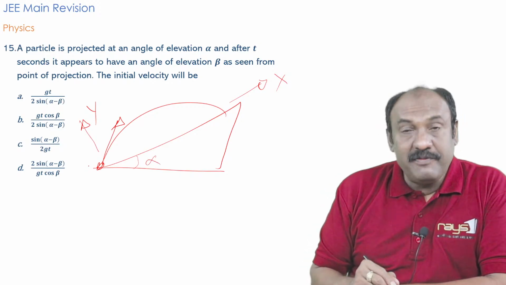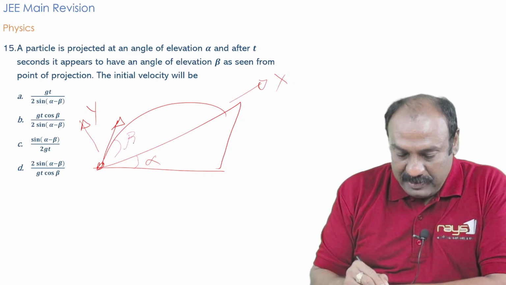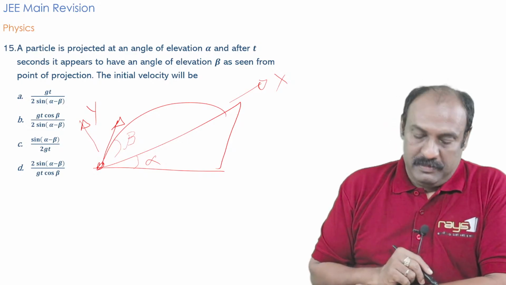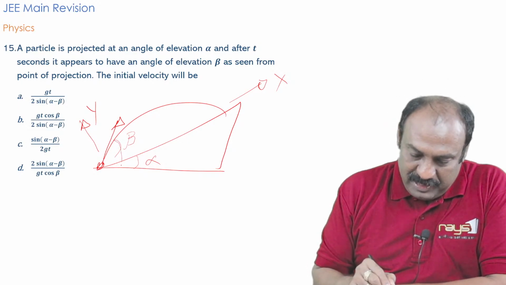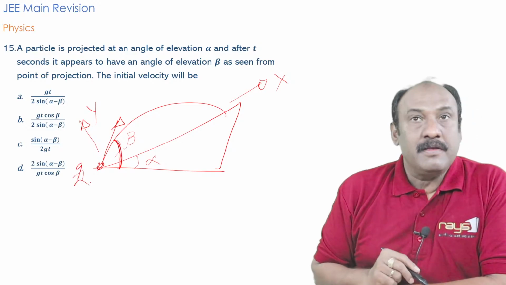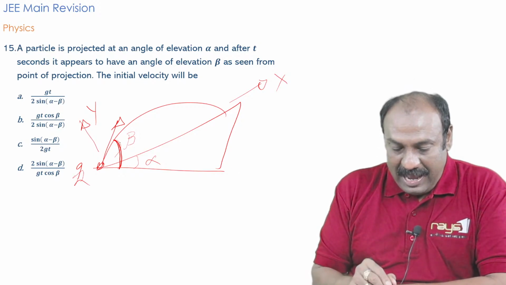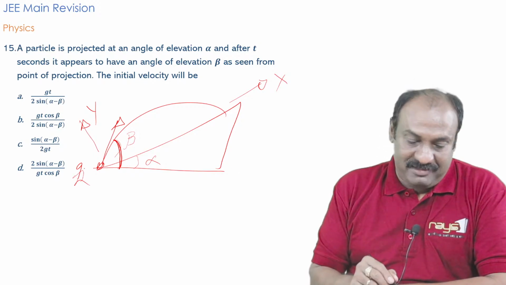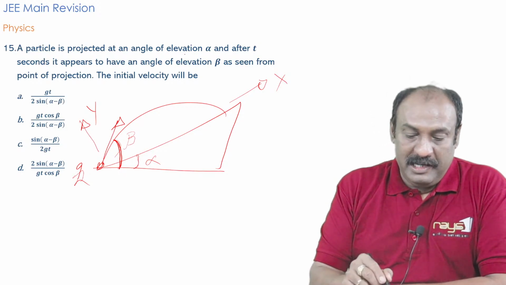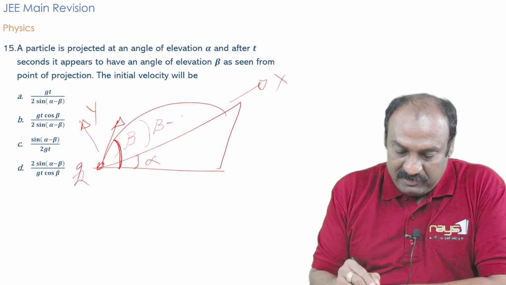So seen from this point here, its elevated angle is beta. Indirectly, the elevated angle is given as beta. This is the elevated angle of the path of this projectile with respect to this horizontal line. The angle of elevation is beta as seen from the point of projection. So the angle of elevation of the inclined plane is given as beta. So the angle of projection is beta minus alpha.